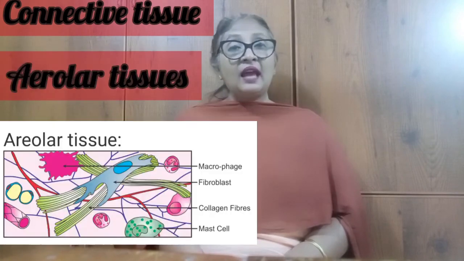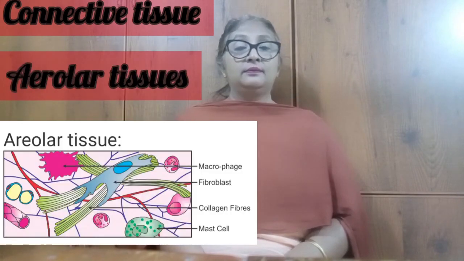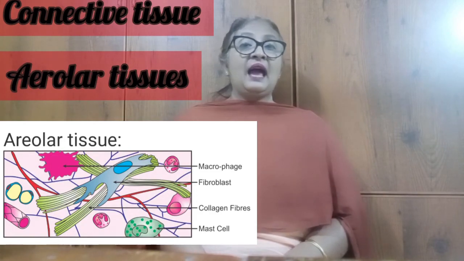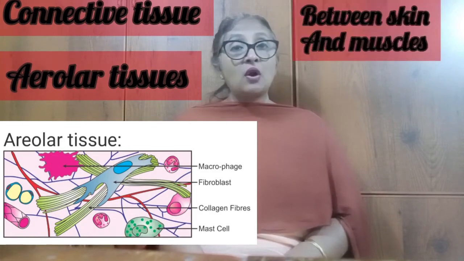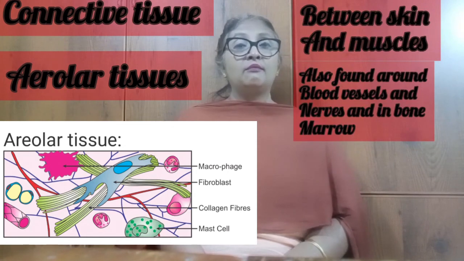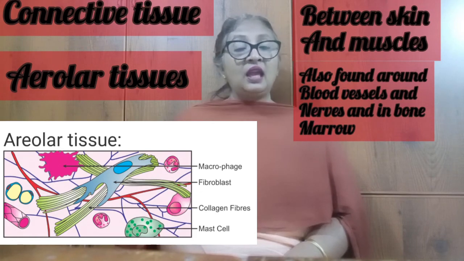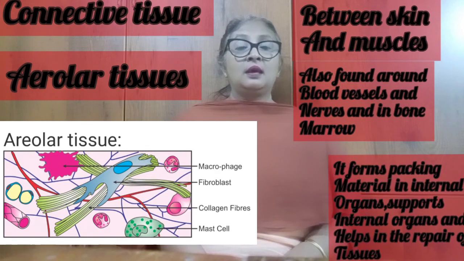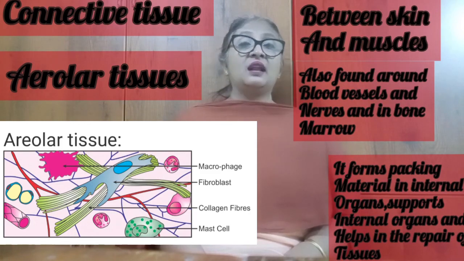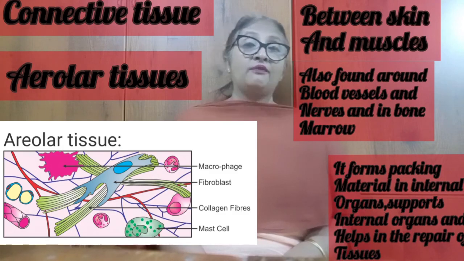Next is the areolar tissue. The areolar tissue is found between the skin and the muscles. It is also found around blood vessels, nerves, and in the bone marrow. It forms the packing material of internal organs. It also supports the internal organs and it helps in the repair of tissues.